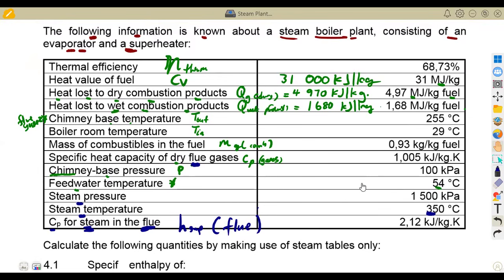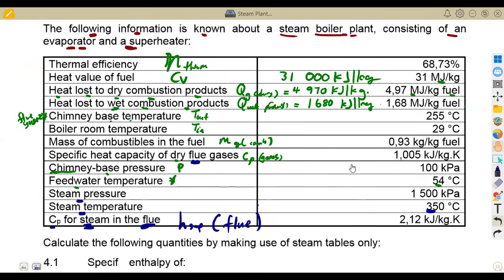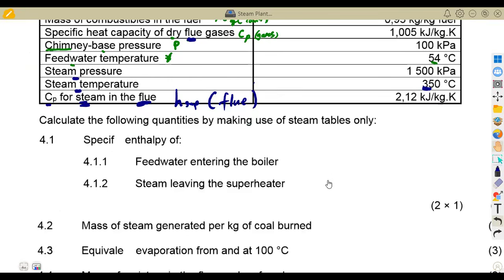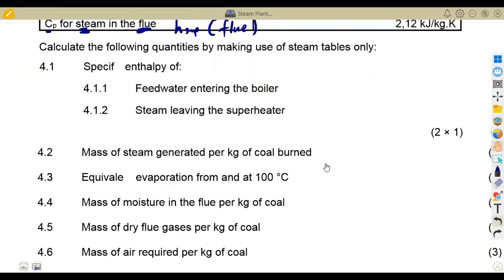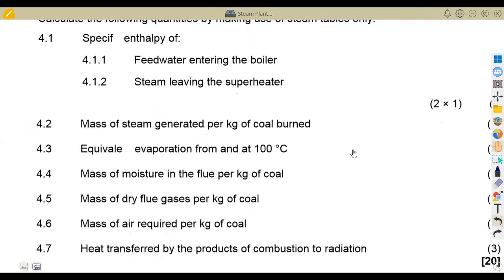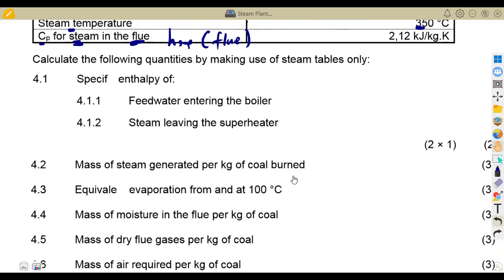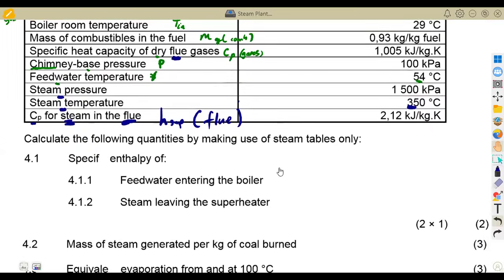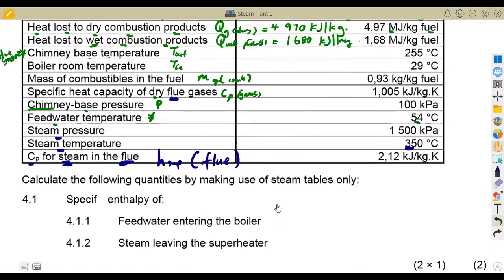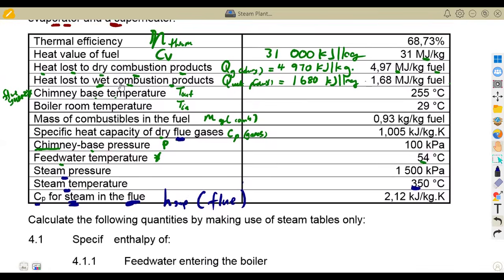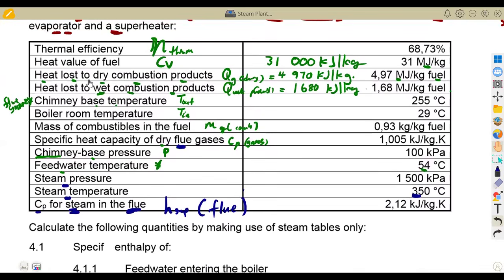All right. Then the other thing that we need here. I wanted us to check something about the steam: the mass of steam, the heat, this and that. We want to check also about this steam. We are just given its thermal efficiency, heat value, the heat lost to the dry flue. This is what we are just given here: the temperature of combustible, then chimney base temperature, the feed water temperature.